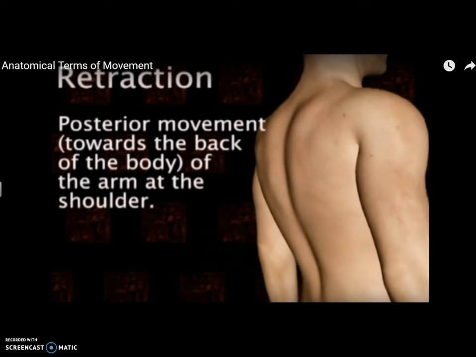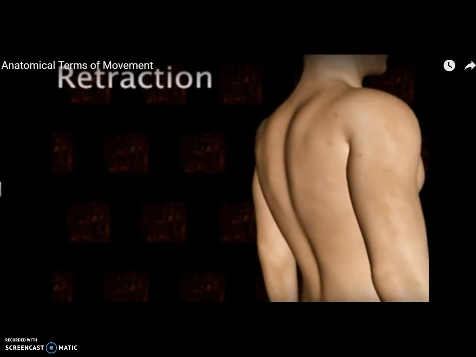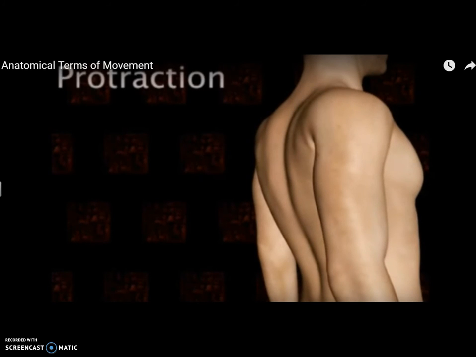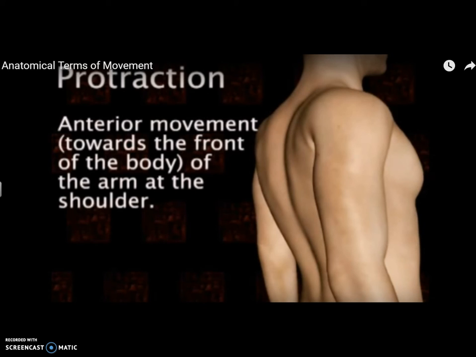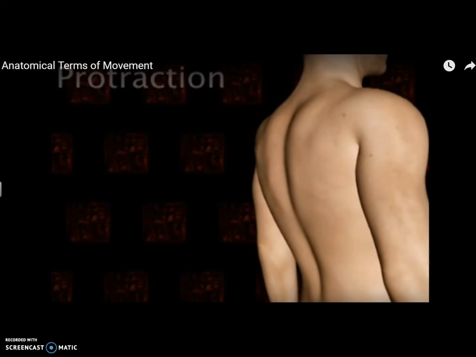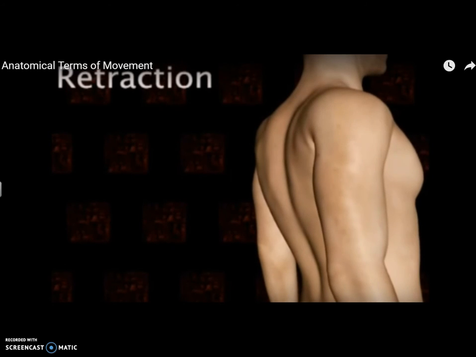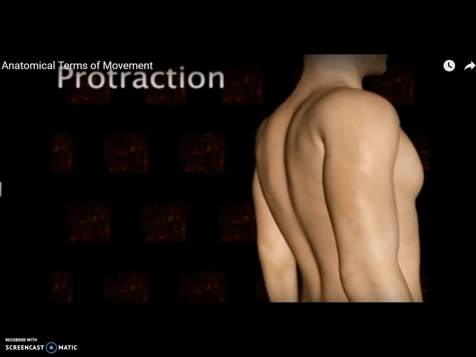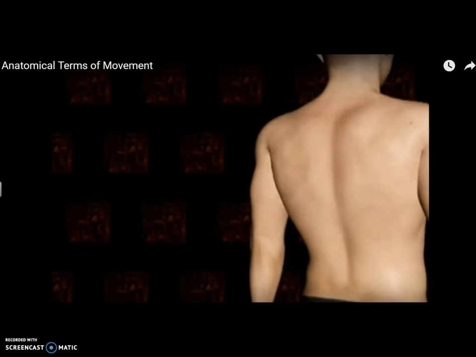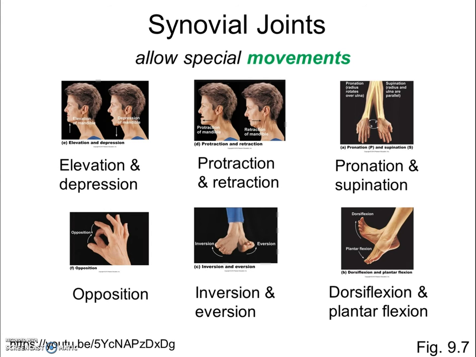Retraction. Protraction. Retract and protract. You can also retract and protract your head, which is what they show you in the book. It almost looks like from the 80s, the walking like an Egyptian. So now we've gone through all of the various and special types of movements of synovial joints.